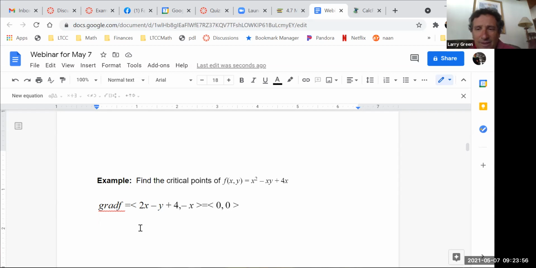So what do we do next if we have a vector equals 0, 0? L'Hopital's is a good guess, but that's really for limits when you have a 0 divided by 0. Very different. What you do is you set each component equal to 0. So if a vector is 0, 0, then the first component is 0 and the second component is 0. So we get 2x minus y plus 4 equals 0, and negative x equals 0.